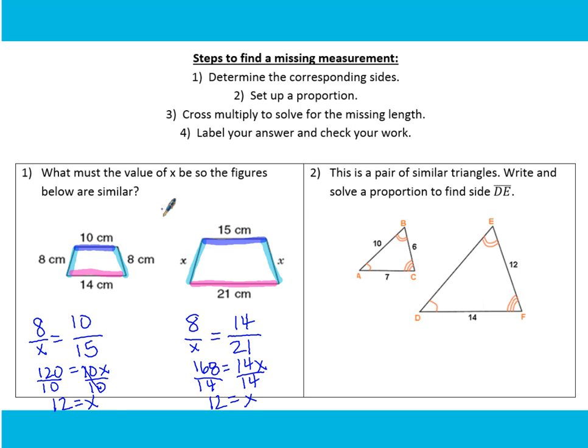And the last part said label your answer, so it's going to be 12 centimeters because they were measuring these trapezoids in centimeters here. So don't forget to put a label on your final answer. Moving on to number 2, this is a pair of similar triangles. Write and solve a proportion to find side DE. So we're looking for this side DE. They've already marked our triangles with these lines to show which of these angles are corresponding to one another.